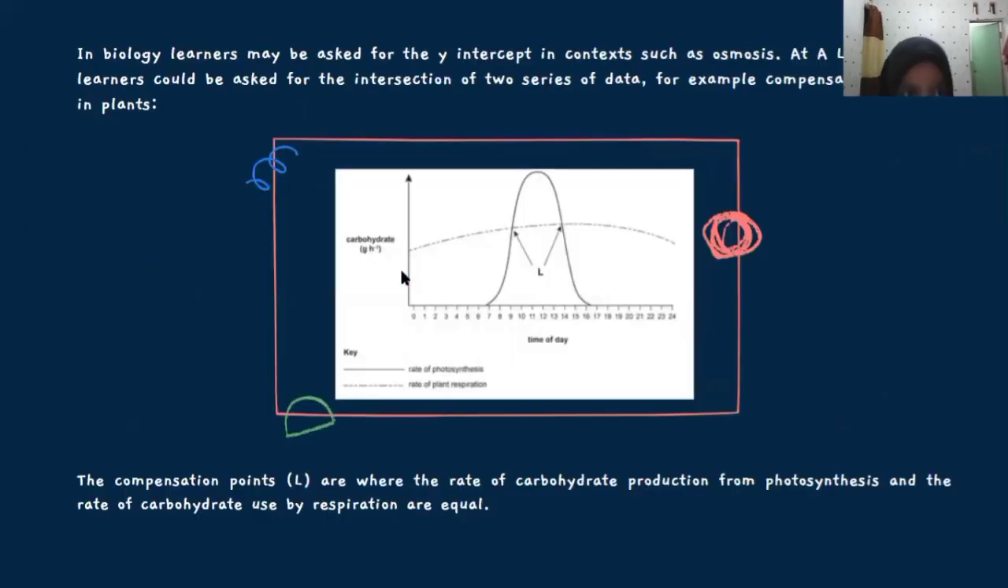Context in biology. In biology, we may be asked for the y-intercept in contexts such as osmosis. At A level, we could be asked for the intersection of two series of data, for example, the compensation point in plants. The compensation point is where the rate of carbohydrate production from photosynthesis and the rate of carbohydrate used by respiration are equal.